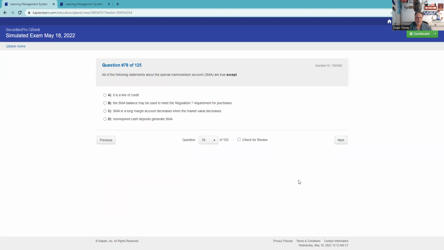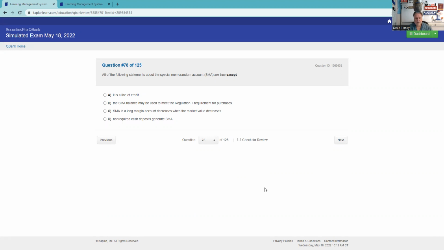All the following statements are true of the special memorandum account, except... I think of the special memorandum account as a holding tank for your excess equity. And so it is a line of credit that you can have as cash. A is true. You can use it as cash, or you can use it to buy additional securities.